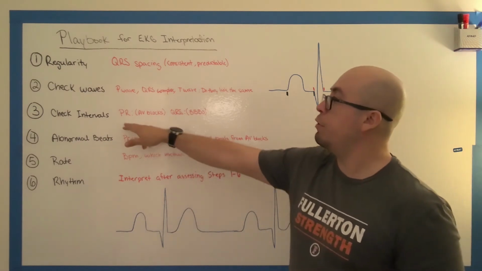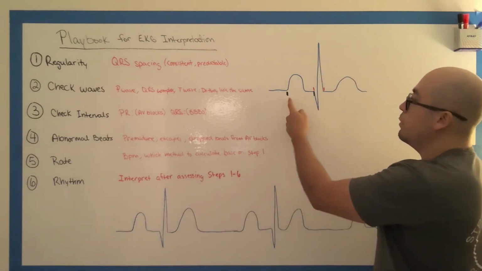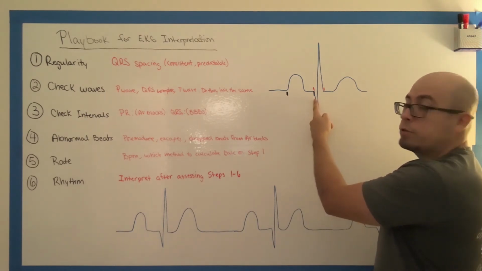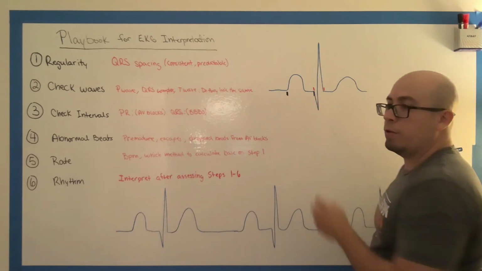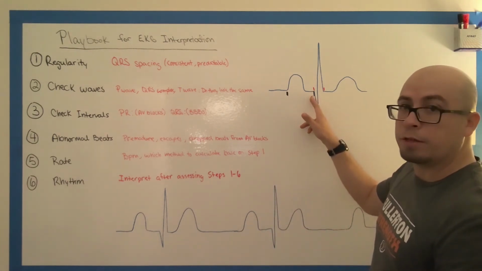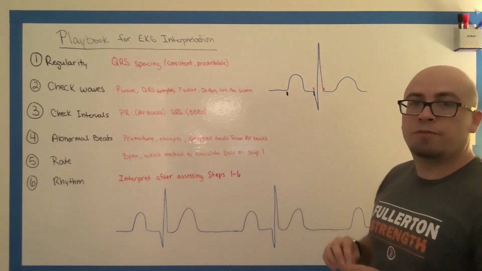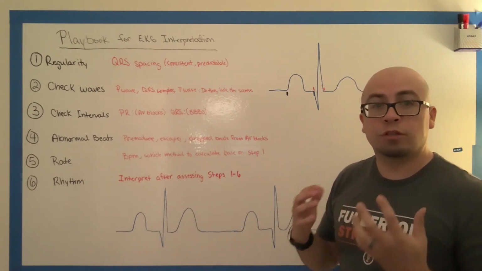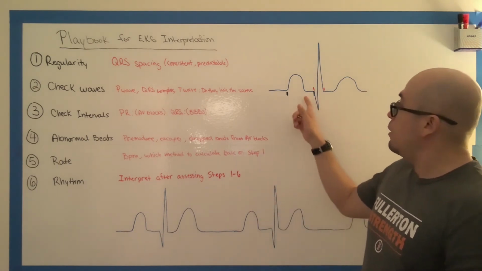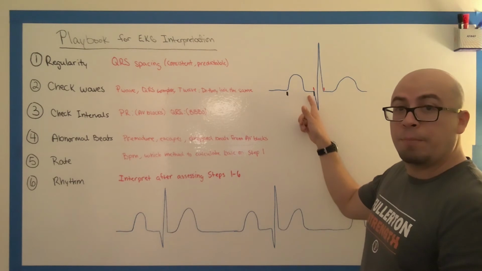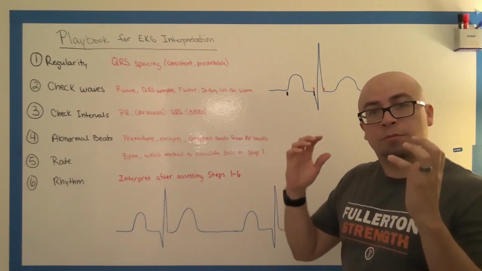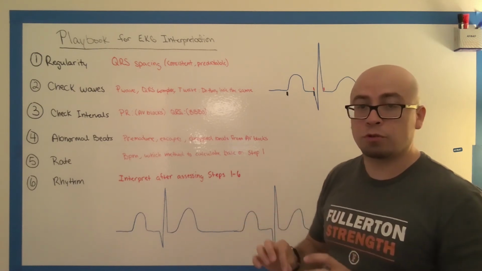So you want to look at your PR intervals. The PR interval is from the beginning of your P wave to the beginning of your QRS complex. The P wave signifies atrial depolarization, or atrial contraction. That's the blood moving from the atrium down towards the ventricles. And that little pause at baseline following the P wave is the time allotted for the blood to move from the atrium down through the valves into the ventricles.